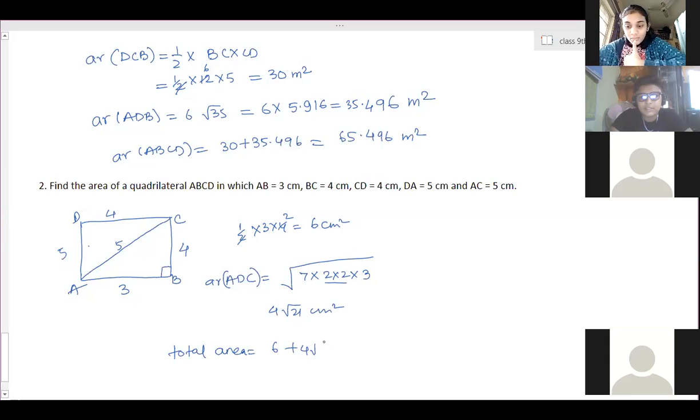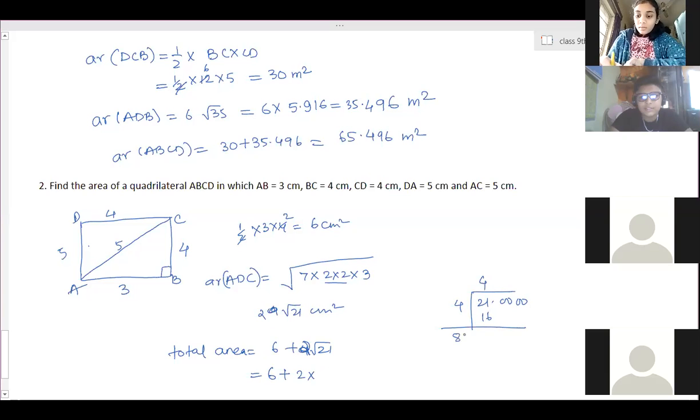Ma'am, 2 will come out, so it will be 2 root under 21. Yeah, 2 root under 21. 6 plus 2 into square root 21 is? It is 4.58.